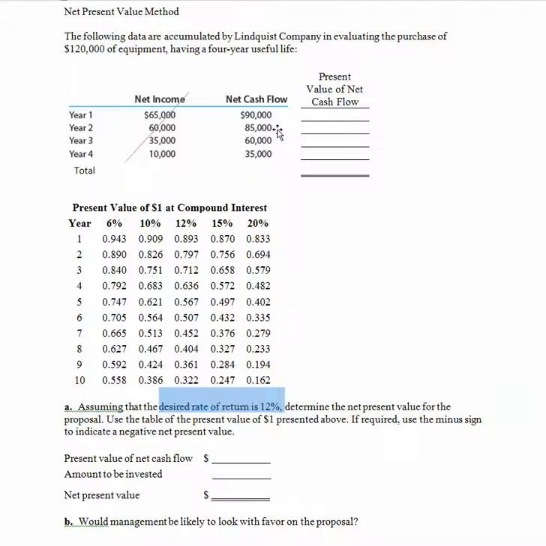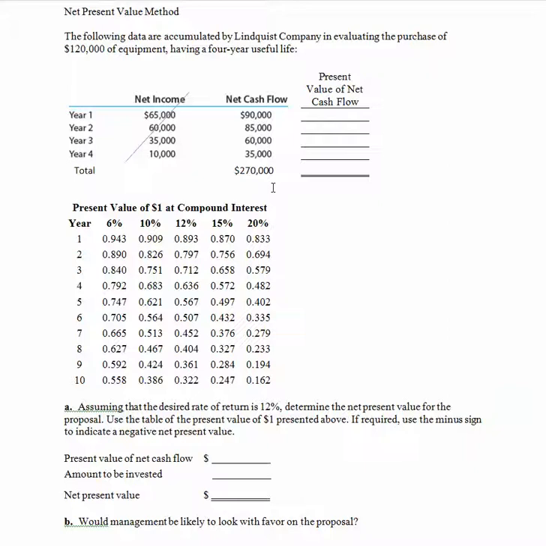The second year, we expect another $85,000. The third year, another $60,000. And the fourth year, another $35,000. Let's add those up. I've already done that. The total of these is $270,000. Now, you might be tempted to say, well, that's a good deal. We spend $120,000 today, and over the next 4 years, we get $270,000 back. Yeah, that looks like a really good investment.